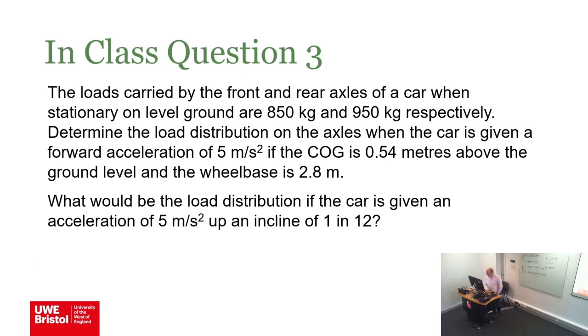Okay, so have another go. The loads carried by the front and rear axles of the car when stationary on level ground are 850 and 950 kilograms respectively. Okay, it's a slightly different question. Determine the load distribution on the axles when the car is given a forward acceleration of 5 meters per second squared. If the centre of gravity is 0.54 metres above the ground level and the wheelbase is 2.8 metres, okay. What would be the load distribution if the car is given an acceleration of 5 metres per second squared up an incline of 1 in 12? Okay. So it's a bit more complicated.